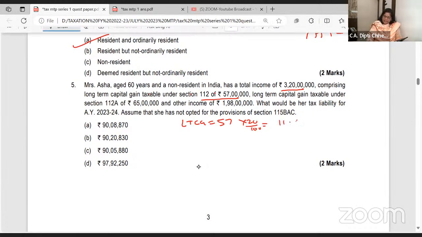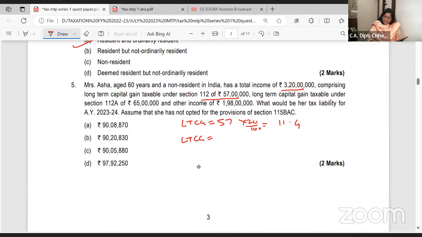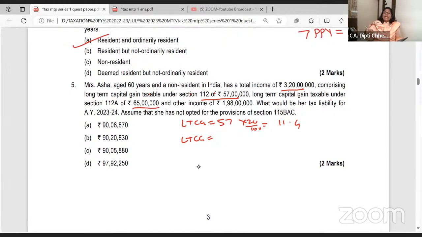11 lakhs and this. Now, long-term capital gain under Section 112A, on shares, is 65 lakhs. So, you know, you get an extra exemption of 1 lakh for long-term capital gain on listed shares. This is covered in the first lecture of Sarthi. More than 500 students have taken the benefit of that. You too take it.